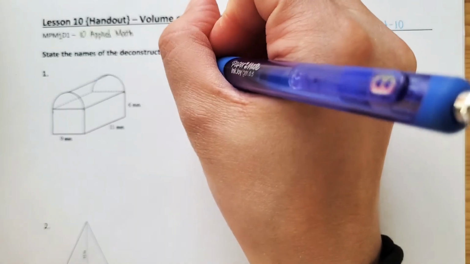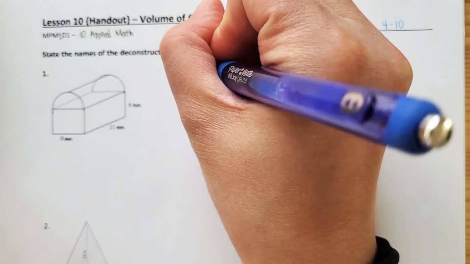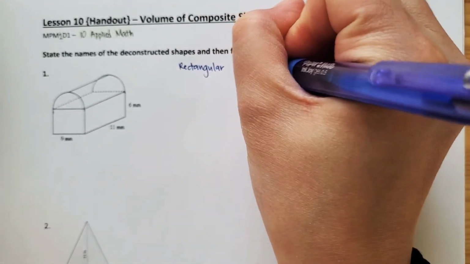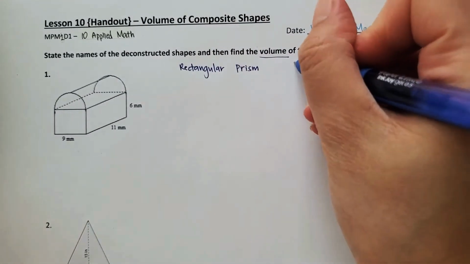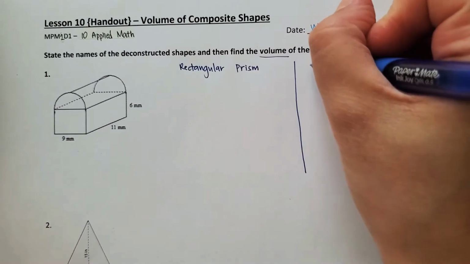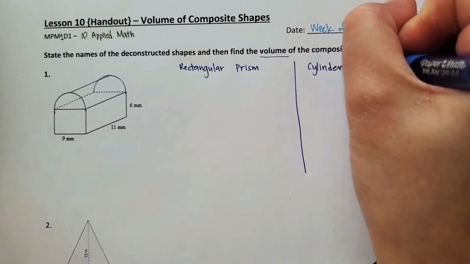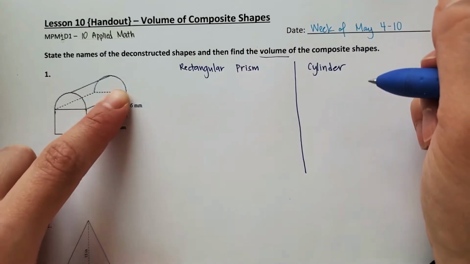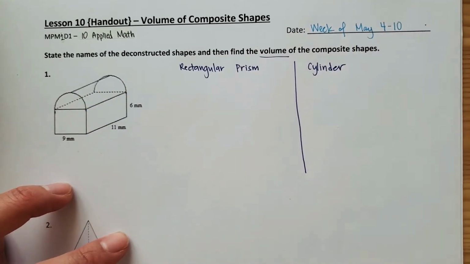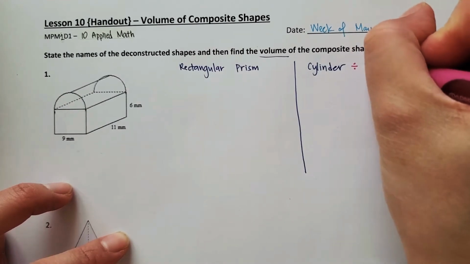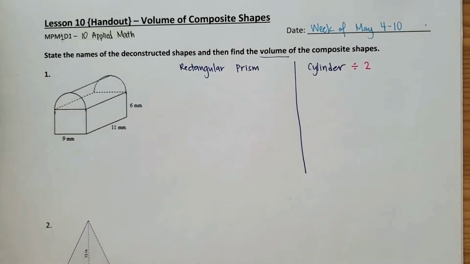So I'm going to write first rectangular prism. I'm going to do that first. And then here it's going to be a cylinder. But if you take a look at it, it's like a cylinder cut in half. So then I'm going to write divide by 2 because we're cutting it in half, okay? And we'll get into that in a minute.